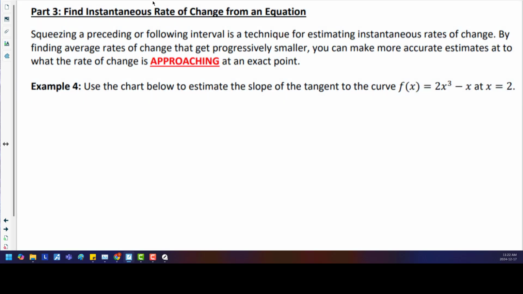All right, finding instantaneous rate of change from an equation. Squeezing a preceding or following interval is a technique for estimating instantaneous rates of change. By finding average rates of change that get progressively smaller, you can make more accurate estimates as to what the rate of change is approaching for an exact point.